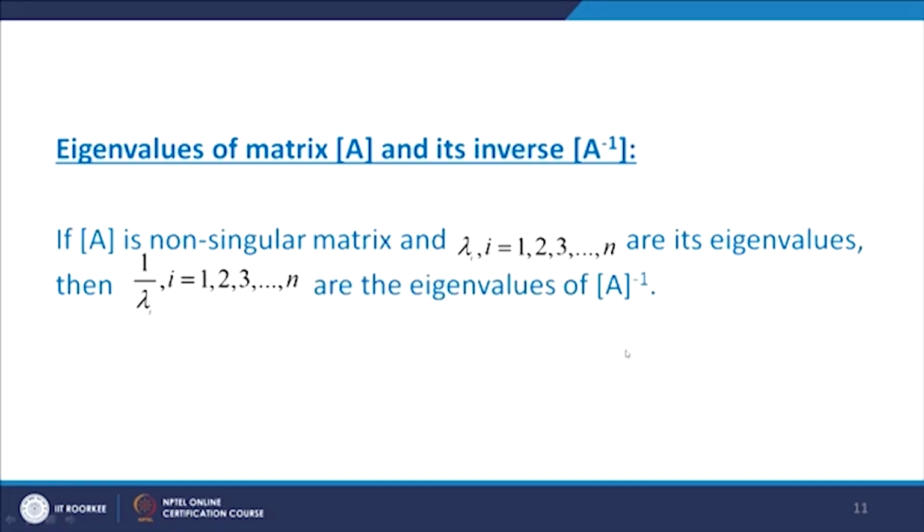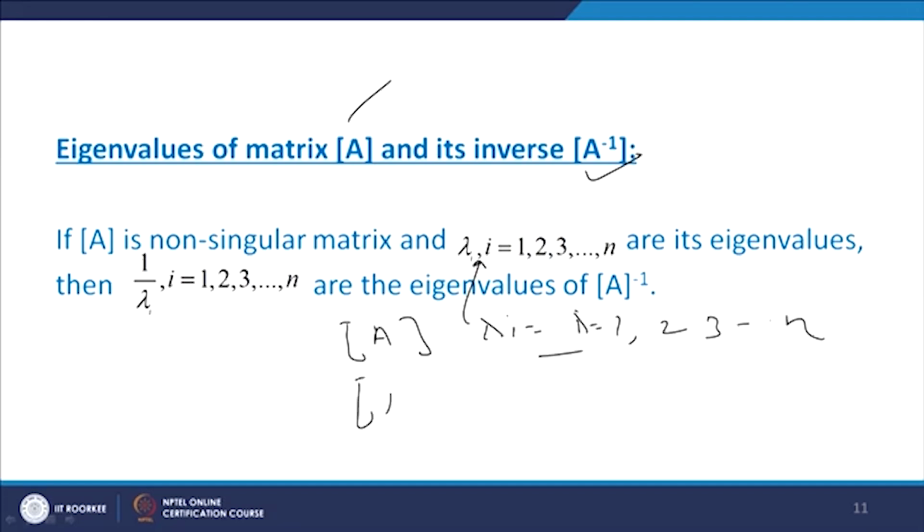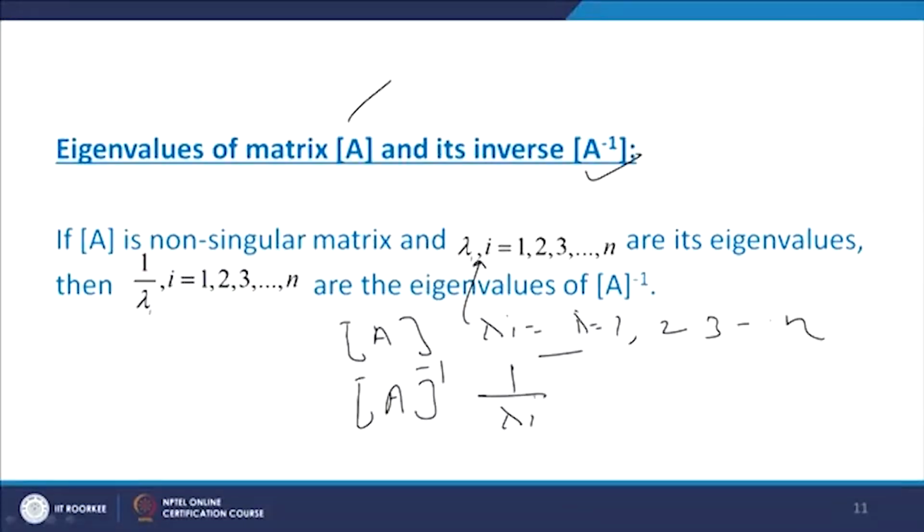Eigenvalues of matrix A and its inverse, that is A inverse. Suppose your matrix A has eigenvalues lambda i, for i equal to 1, 2, 3 up to n, and if you make it A inverse, A inverse also has eigenvalues. In that case the eigenvalues are nothing but 1 upon lambda i, where i equals 1, 2, 3 up to n. That is this part.